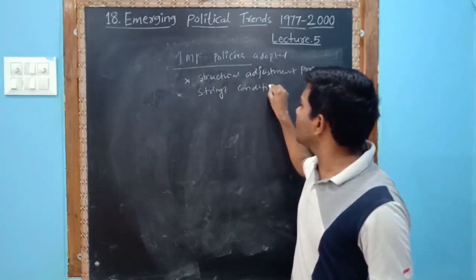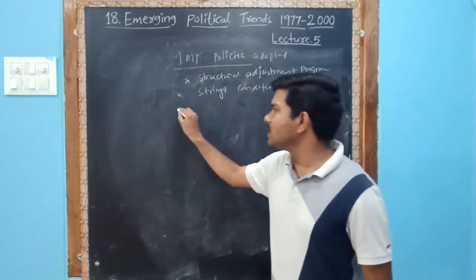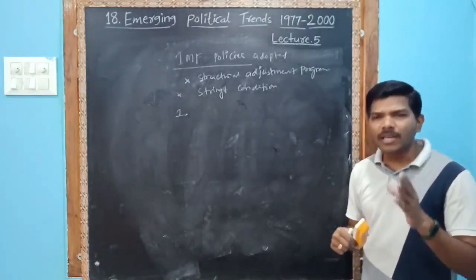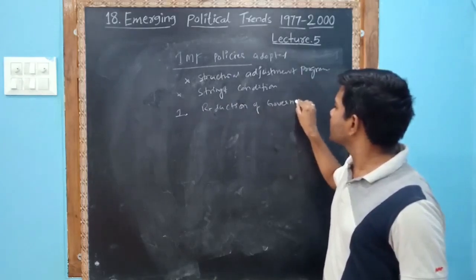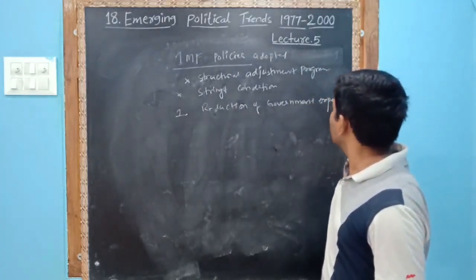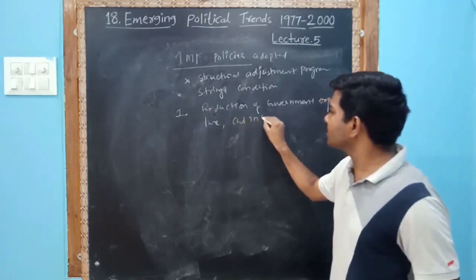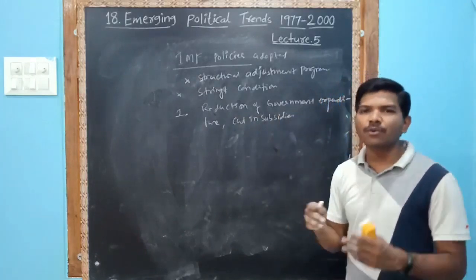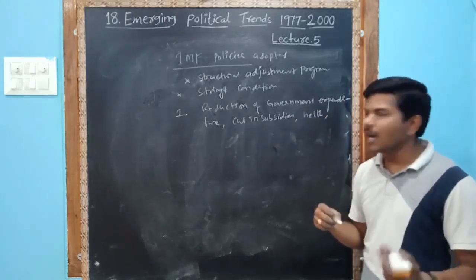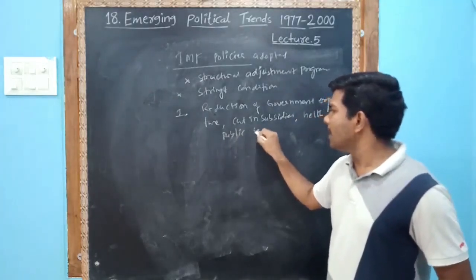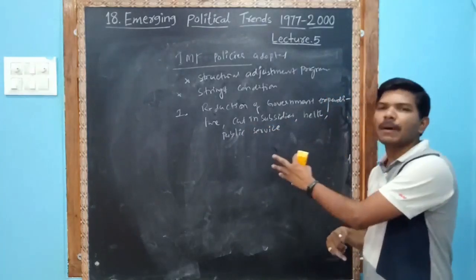Strict conditions on India. We have to follow strict conditions. According to these conditions, the first one is reduction of government expenditure. It's very important. The government has to reduce its expenditure and cut subsidies. We have to cut the money we spend on health, education, and public services. The IMF requested that we not spend more money on subsidies, health, and public services.